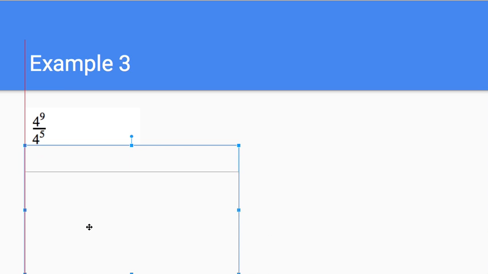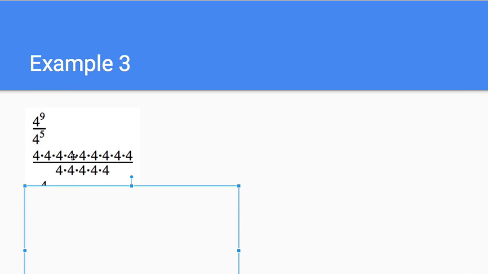Now, 4 to the 9th, that's the same as 4 times 4 times 4 times 4 times 4, and so on. There's 9 of them there. Just trust me. 4 to the 5th, that's 4 times 4 times 4 times 4 times 4. There's 5 of them. Now, if you remember, whenever we divide 4 divided by 4, that is equal to 1. And the way we deal with that is we just cancel them out. So cancel out a top 4, cancel out a bottom 4, cancel out a top, cancel out a bottom.